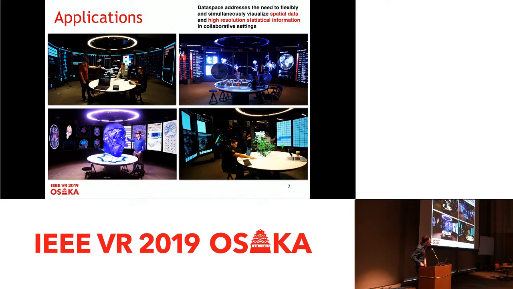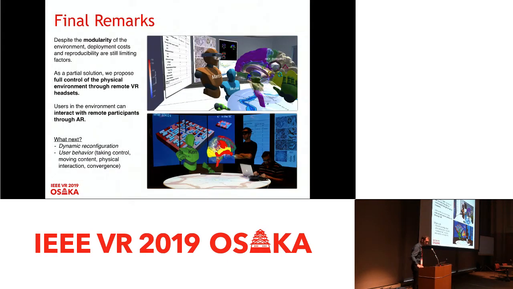The final case is sort of a classical one where you have different types of information about drugs, molecules, and chemistry, but also you want to have the 3D structure of a molecule. And to make it short, I would say that pretty much here we are showing how Dataspace can address flexibly and simultaneously having both high-resolution information and 3D data in a collaborative setting.